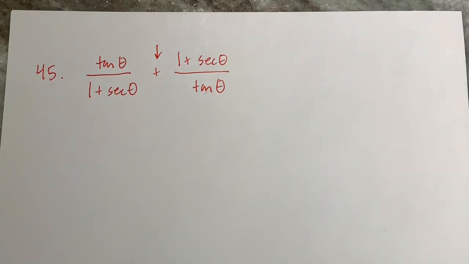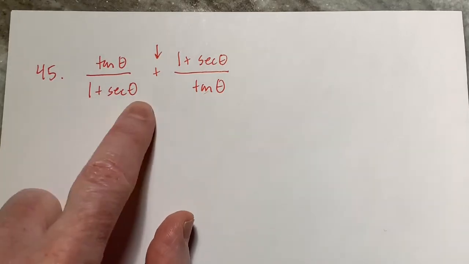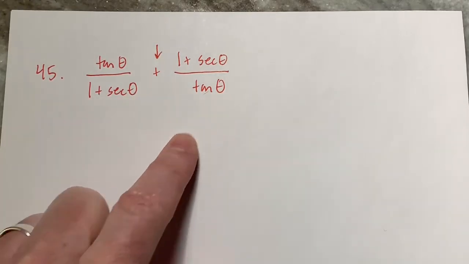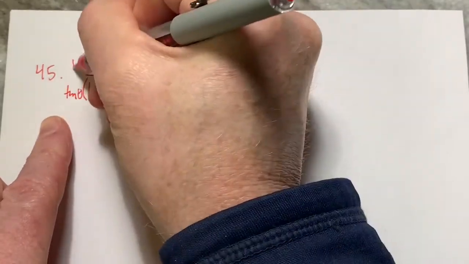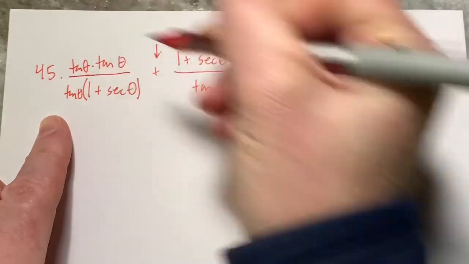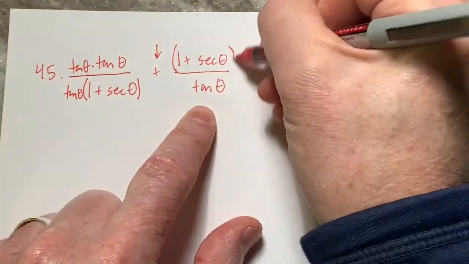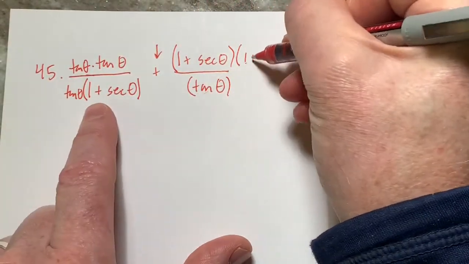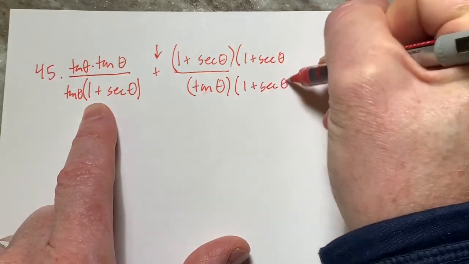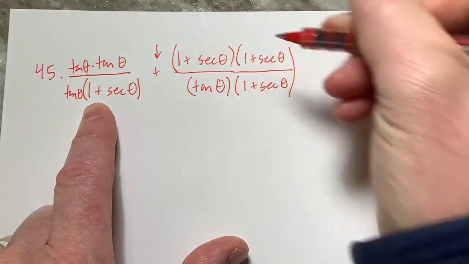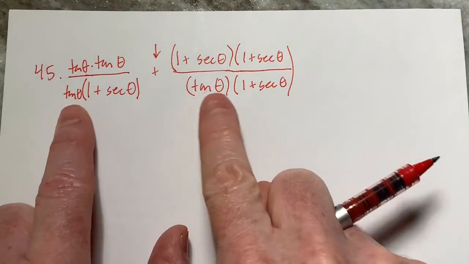So again, I'm going to show you two strategies. So the first strategy is, you know what? I'm just going to flat out find a common denominator. So if this is what I have over here and this is what I have over here, I'm going to multiply this side by tangent theta on the top and the bottom. And I'm going to multiply this over here by 1 plus secant on the top and the bottom. And now I have a common denominator, don't I? Right? Tangent theta, 1 plus secant theta.